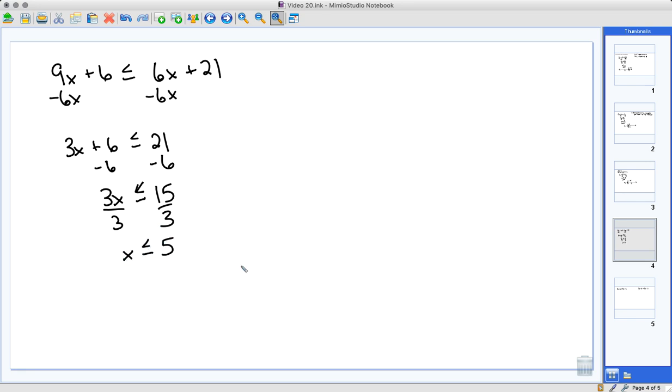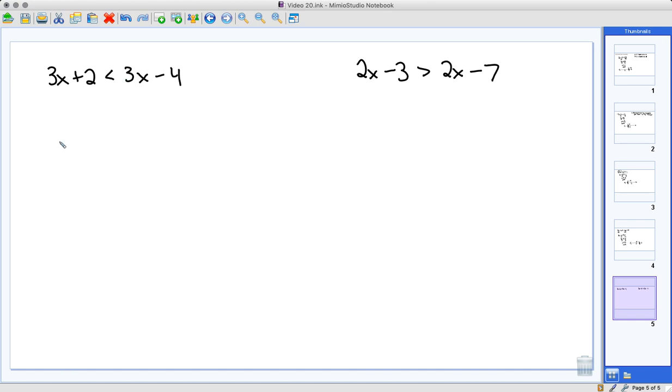So then we make our lovely number line. Got 0, got 5. It's a closed circle this time. And then is 0 less than or equal to 5? It is, so then we point towards the 0. All right, last two.